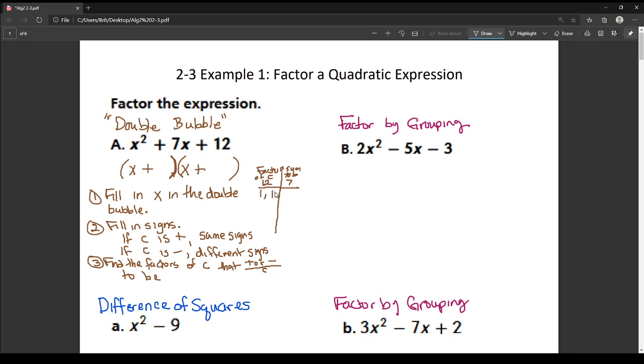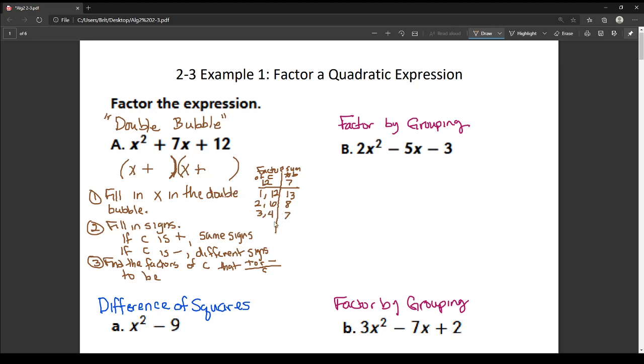So I'm just going to start listing the factors of 12. I have 1 and 12, I have 2 and 6, and 3 and 4. Then I'm going to go ahead and add them together. 1 and 12 is 13, so that's not the set. 2 and 6 is 8, so that's not the set. And 3 and 4 is 7, so that's the set.